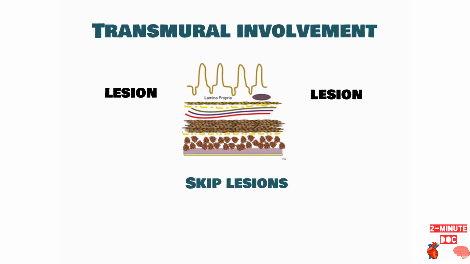So the overall appearance of the mucosa lining the gastrointestinal tract appears irregular, and this type of appearance of the gastrointestinal tract mucosa in Crohn's disease is characteristically called as cobblestone mucosa.